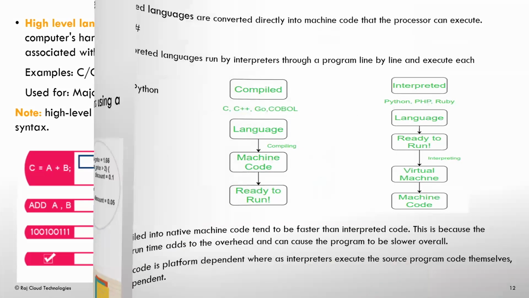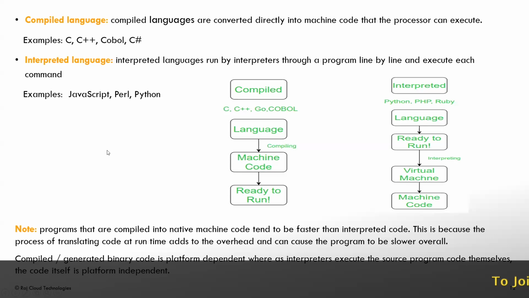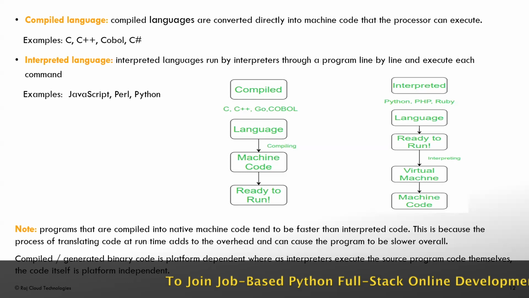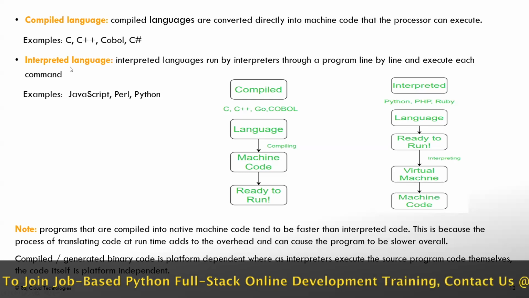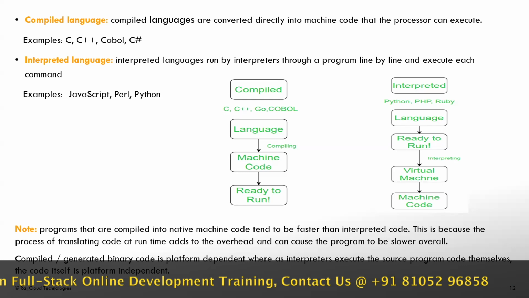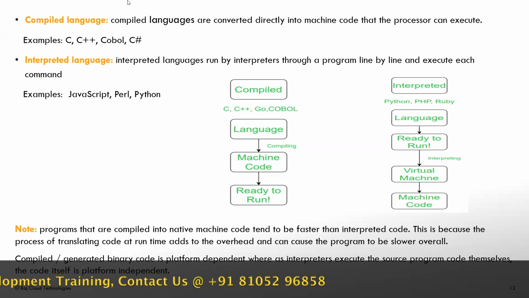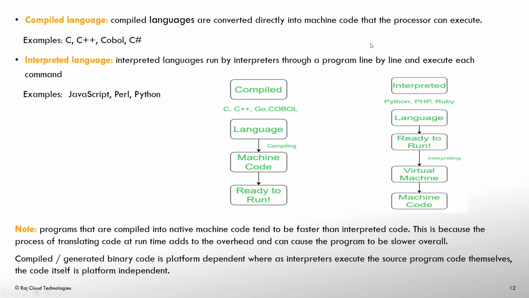Now we have seen one more thing, that Python is an interpreted language. What do we mean by interpreted language? Before understanding interpreted language, we should know what a compiled language is first. Compiled languages are converted directly into machine code that the processor can understand. If you write any programming language using C, C++, or Microsoft .NET C Sharp, VB.NET, or COBOL, those are examples of compiled programming languages.